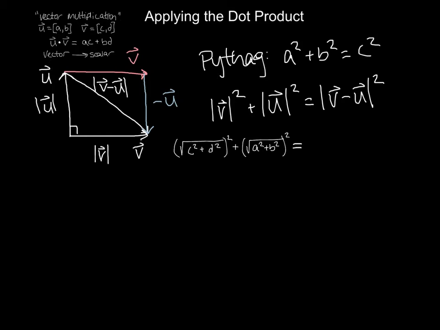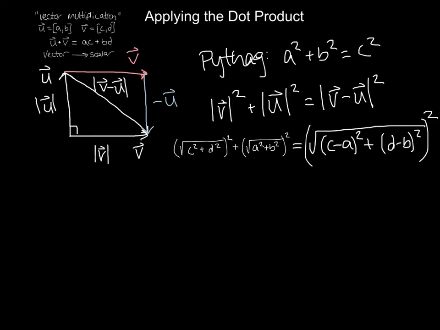So what that's going to look like is the square root of, now the magnitude of the x is going to be the v minus the u. So let's say it's going to be c minus a squared. And now for the y part, we're going to do d minus b squared. And because of our Pythag, we have to square that whole thing. Now let's see if we can do some simplification here.